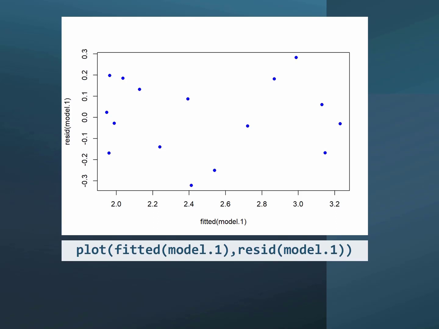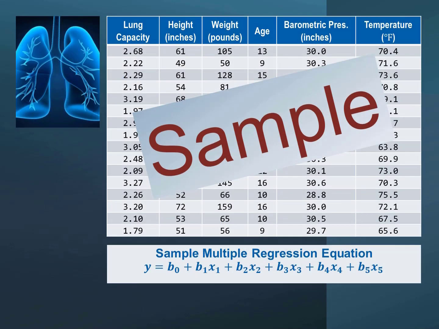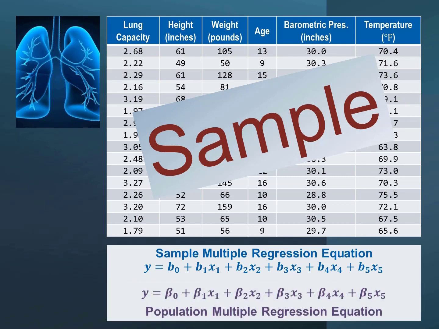Let's talk about testing multiple regression coefficients. The 16 individuals in our lung capacity data represent a sample from a larger population. When we compute the multiple regression equation for this sample, it estimates the multiple regression for the entire population. The sample's multiple regression coefficients are B0, B1, B2, and so on. Suppose that the population's multiple regression equation coefficients are denoted by beta 0, beta 1, beta 2, and so on. Here, B0 estimates beta 0, B1 estimates beta 1, and so forth.